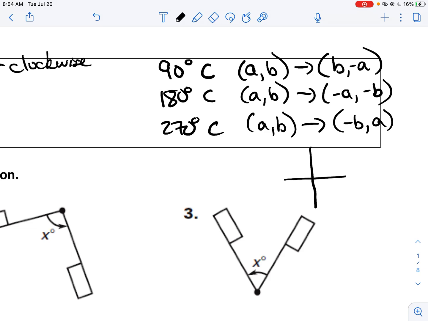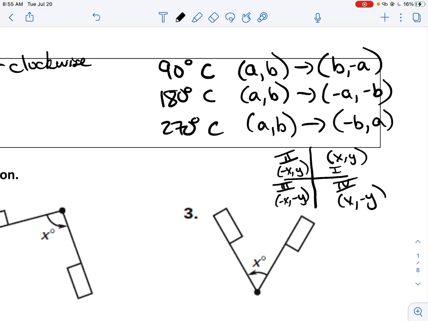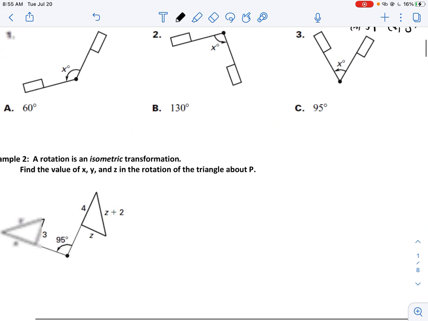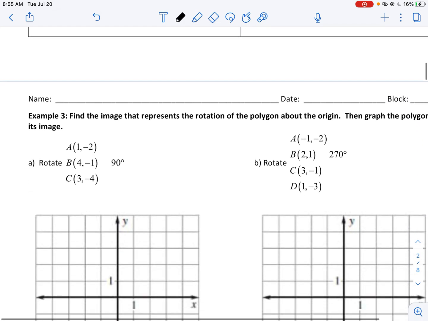I find it helpful when I'm looking at this. When you're looking at the quadrant 1, both of the X and the Y values are positive. This is quadrant 2. The X value is negative, the Y value is positive. This is quadrant 3. Both of them are negative. In quadrant 4, the X is positive, the Y is negative.